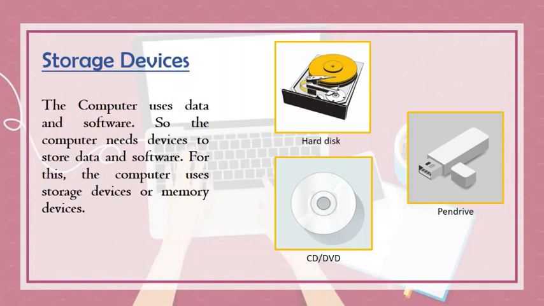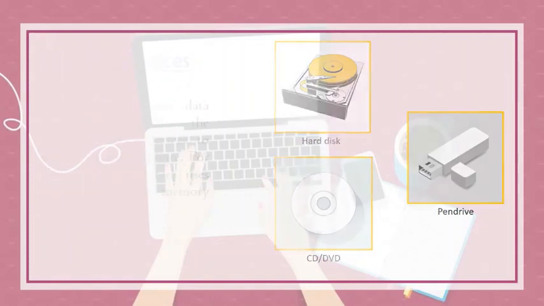Last is pen drive. A pen drive is a very small object but can store a lot of information. It is very useful in moving data from one computer to another. So that's all for this chapter.